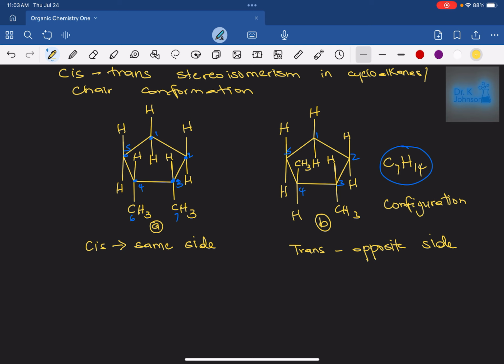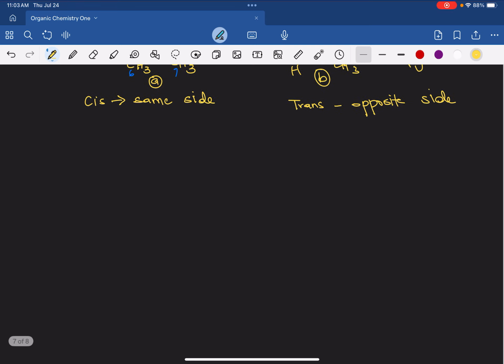Now, what if you were asked to draw the chair conformation for cis-1,2-dimethylcyclohexane, one word? So you're just asked to draw the chair conformation for this. Pay attention, it said cis, right? Now to do this, it doesn't matter which chair conformation you draw.